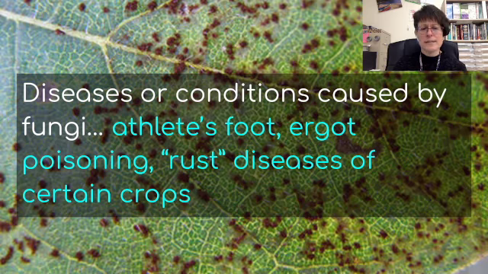And ergot poisoning is actually possibly the culprit behind the Salem witch trials. Ergot is a fungus that grows on rye and other cereal grains. And it's believed that the way the people who were convicted in those trials were behaving could have been due to ergot poisoning.